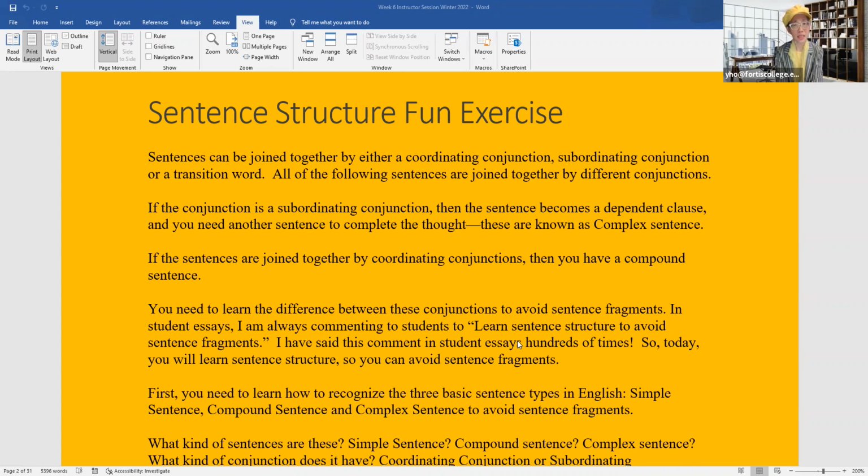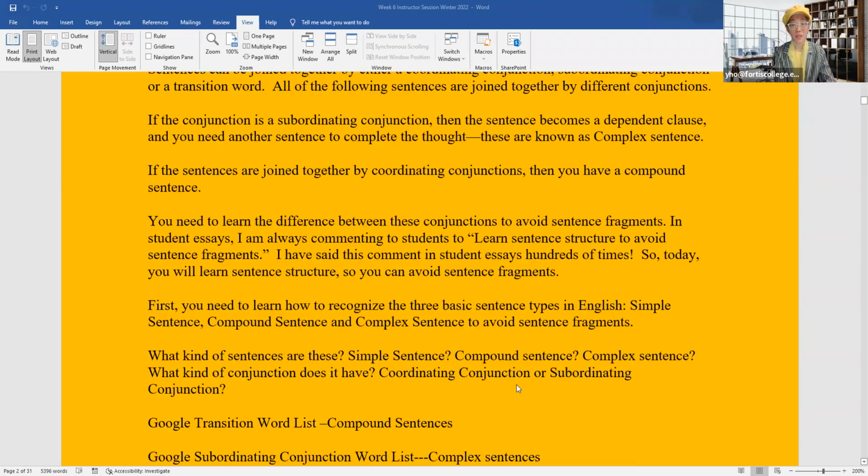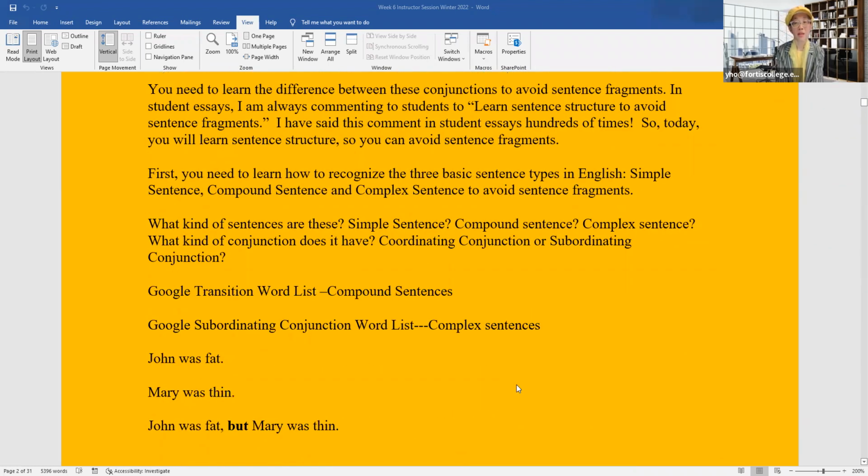In student essays, I'm always commenting, learn sentence structure in order to avoid sentence fragments. And I have said that hundreds of times. So today, you will learn sentence structure so you can avoid sentence fragments. First, you need to recognize 3 basic sentence types in English. There are simple sentence, compound sentence, and complex sentence.